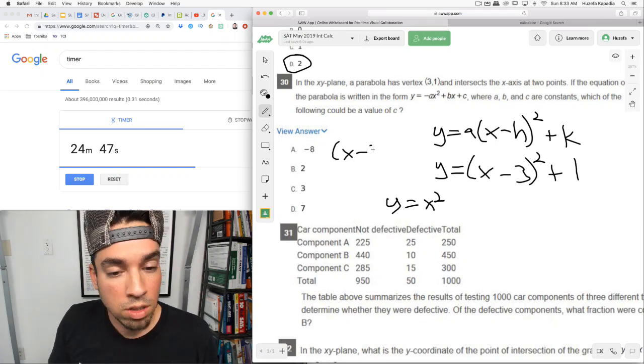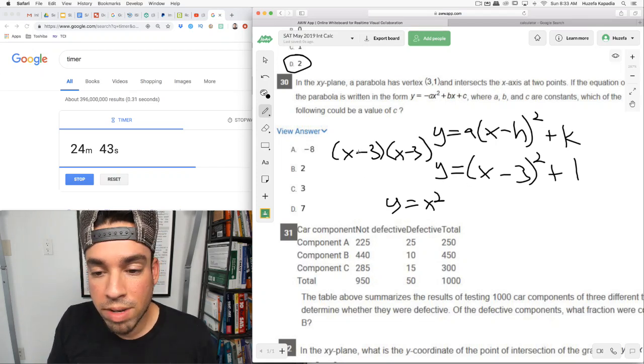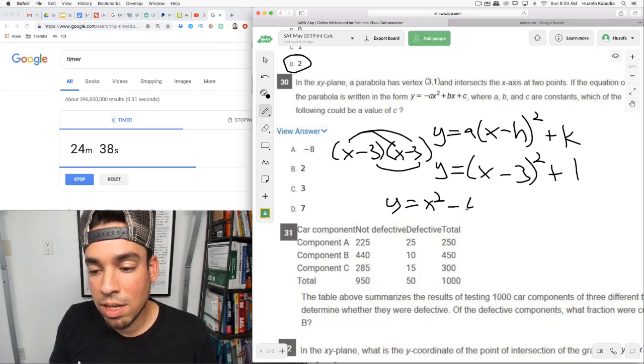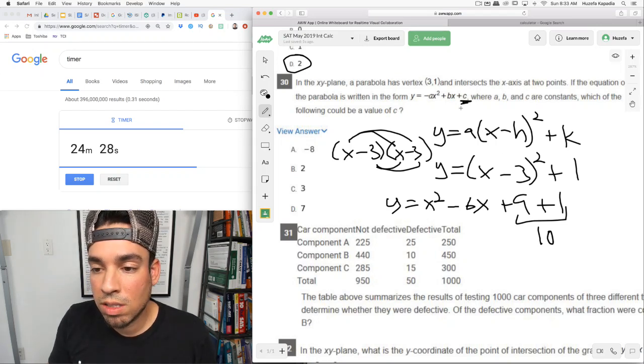I'm just trying to make sure I don't run out of time. That's why I'm going a little faster. But it's x squared minus 3x, which is minus 6x. And then negative 3 times negative 3 is plus 9, and then plus 1. And we add these two together to get 10. And guess what? That's the C term. The C term is this guy out here.